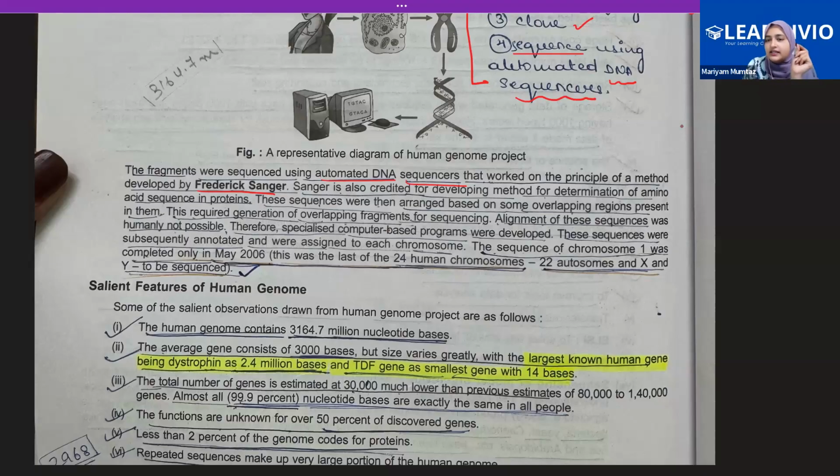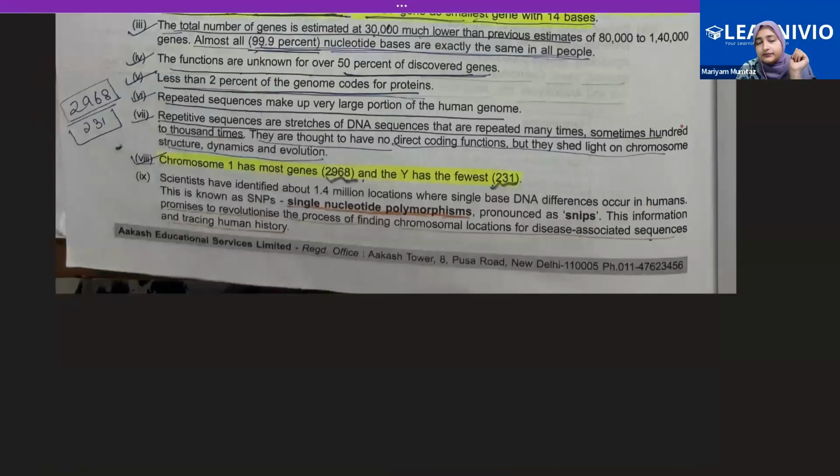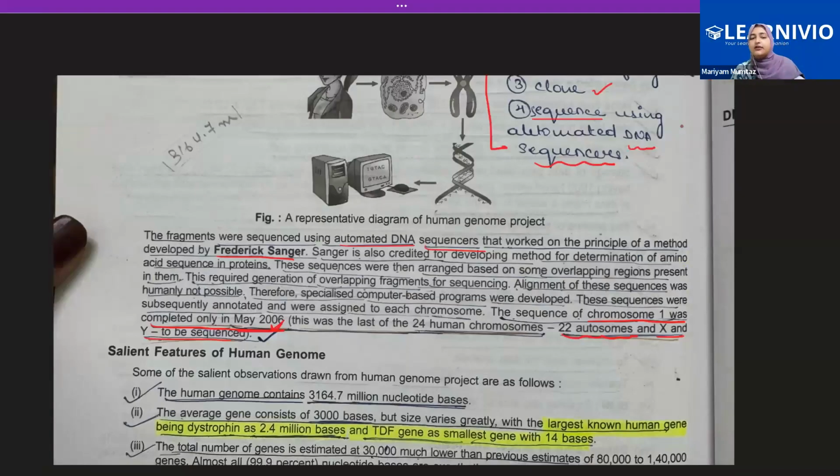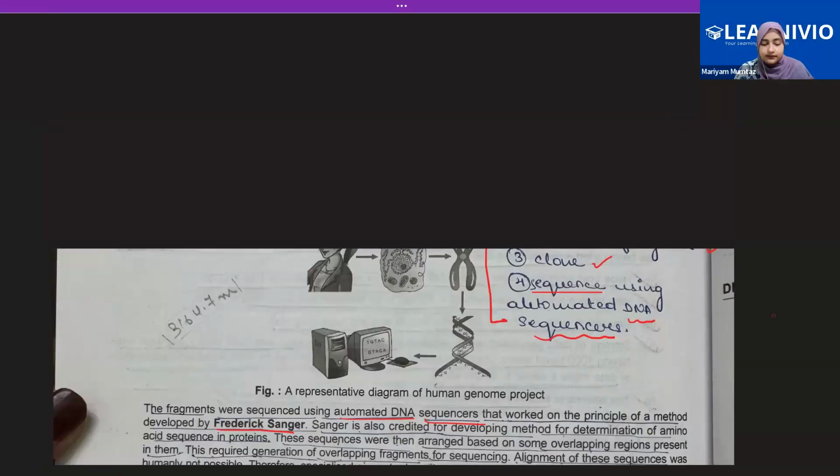Ultimately, the sequence of chromosome 1 was completed only in May 2006, which was the last of the 24 human chromosomes, that is, 22 autosomes and X and Y, to be sequenced. And then ultimately, the features of the human genome were given. So up until now, do you have any doubts, students? Anything you want to ask?